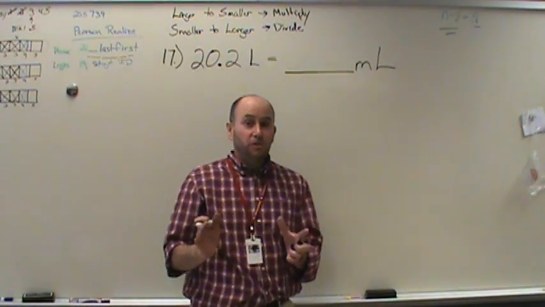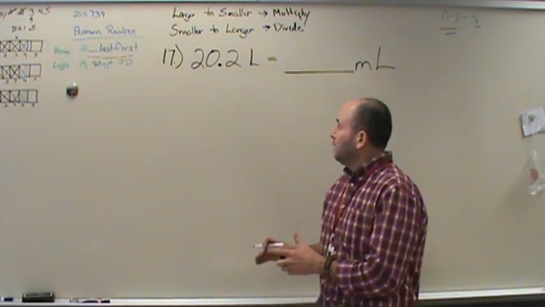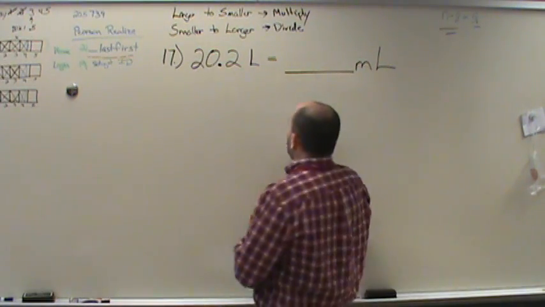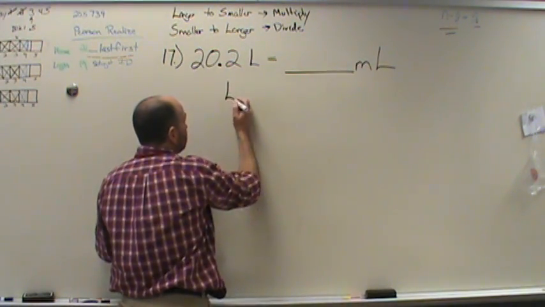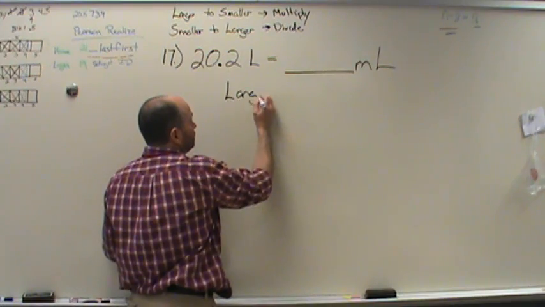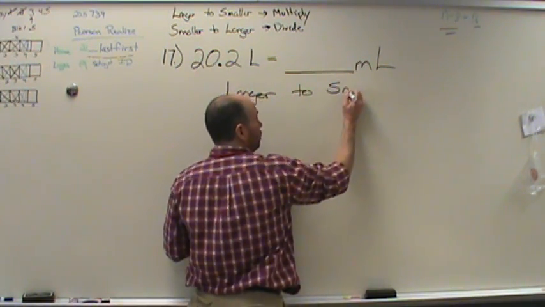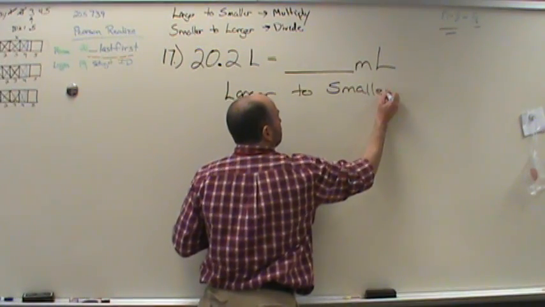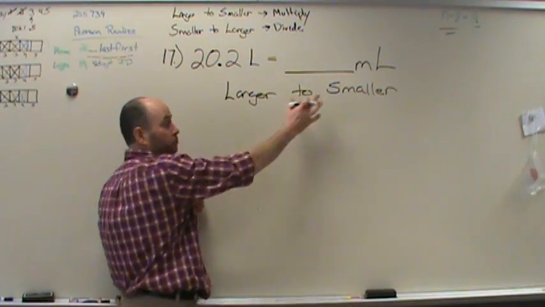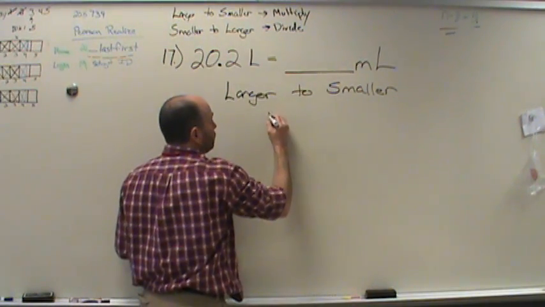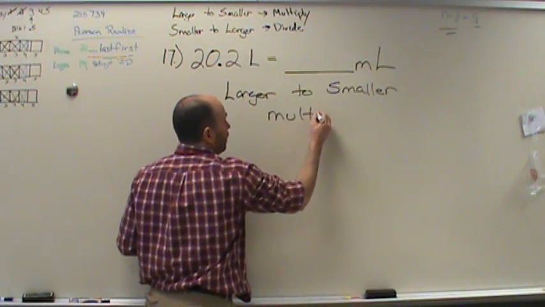Okay, this one was a little bit different, wasn't it? Because you have a decimal in here. Same rules apply. You're going from a larger unit to a smaller unit of measure. Going from larger to smaller, you're going to multiply.